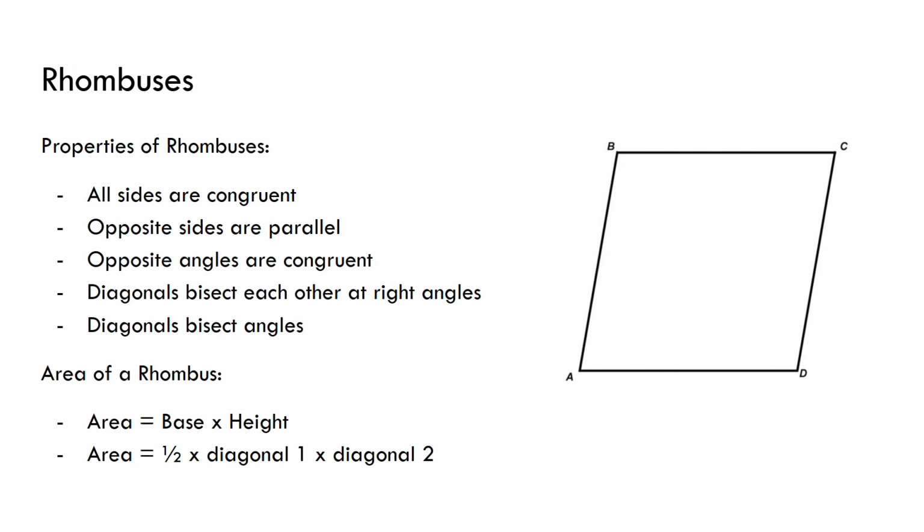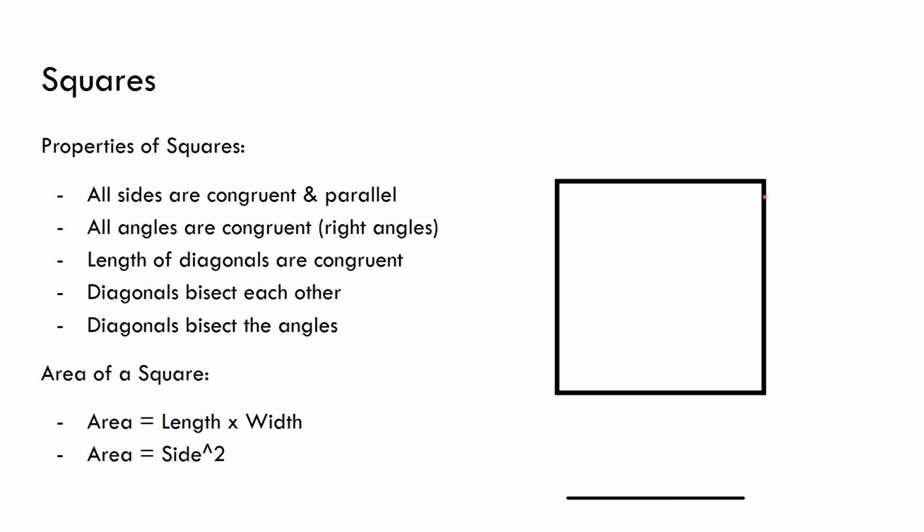For rhombuses, all sides are congruent to each other, opposite sides are parallel to each other, opposite angles are congruent, diagonals bisect each other at right angles, and the diagonals also bisect the angles. So the area of a rhombus is equal to base times height, or is equal to 1/2 multiplied by the first diagonal times the second diagonal. For squares, all sides are congruent to each other and parallel to each other. All angles are congruent because they are right angles. The lengths of the diagonals are congruent to each other.